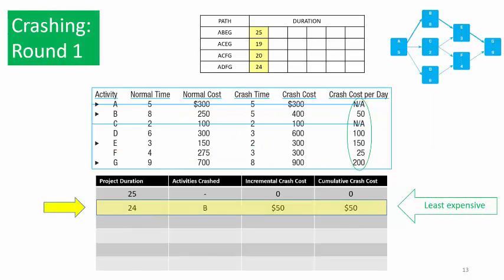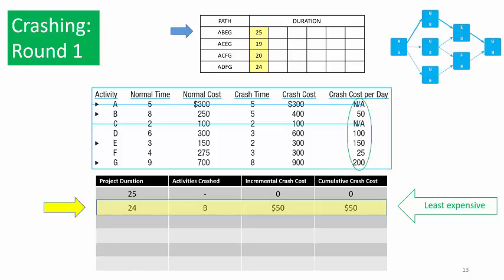Round 1. We begin with the least expensive option on the critical path. Activity B is the cheapest at $50 per day. We'll crash our project down to 24 days. We find every path with activity B on it.